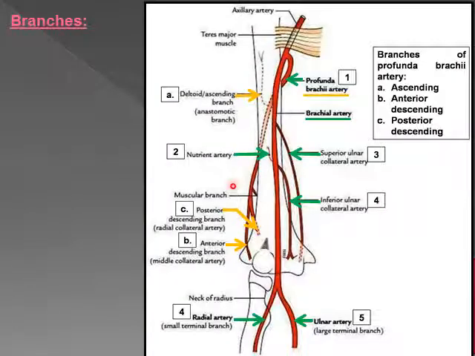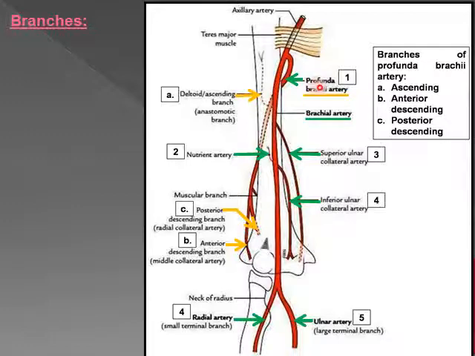The brachial artery gives the following branches. Profunda brachii artery, which is the largest branch of the brachial artery, we'll talk about it. Nutrient artery to the humerus, superior ulnar collateral artery, inferior ulnar collateral artery, and two terminal branches, which are the radial artery and the ulnar artery.